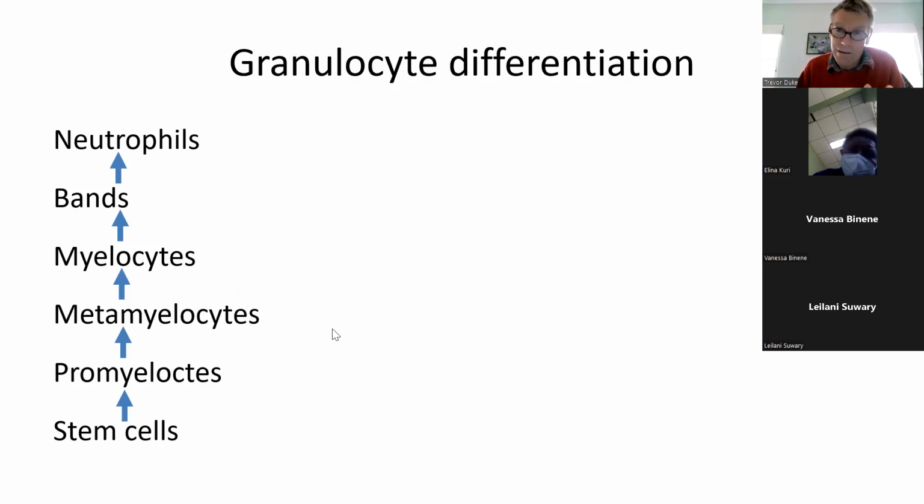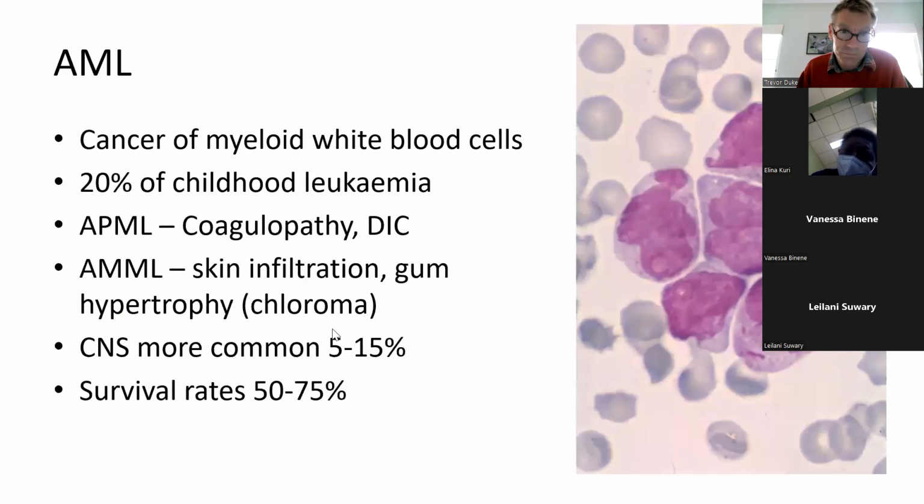All right, this is for AML. Now, AML, as I said, is a cancer of the myeloid white cells. So myeloid means it's a bit like granulocytes. And I showed you a picture of ALL before. And remember in ALL, the nuclei were very large, but they were round.